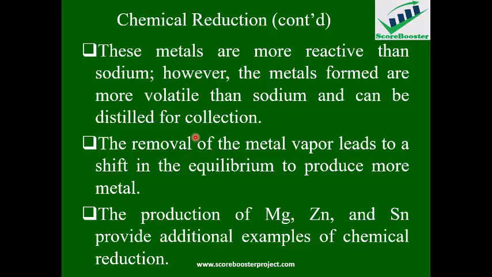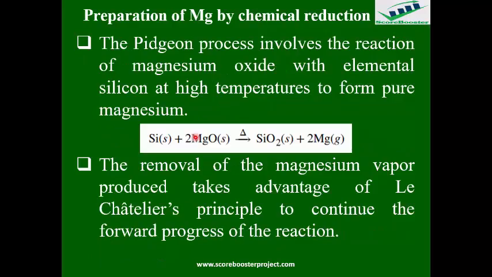So the production of magnesium, zinc, and tin provides additional examples of chemical reduction. Let's check them one after the other. Magnesium now: this is the Pidgeon process of magnesium. How do we do that? You heat elemental silicon at high temperature with magnesium, then there is going to be reduction of magnesium chloride into magnesium. So you can see it's simple.